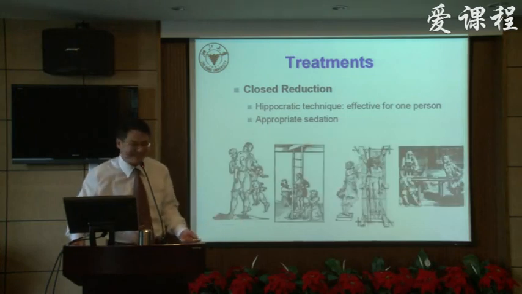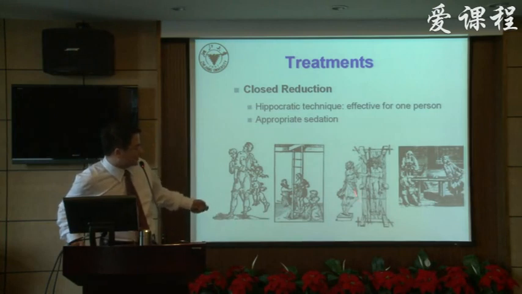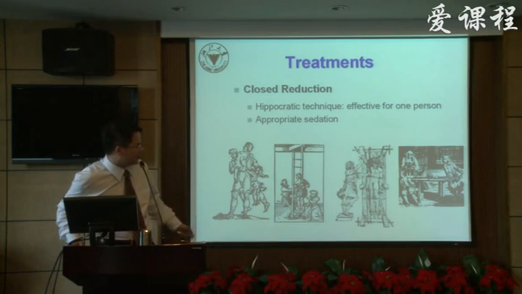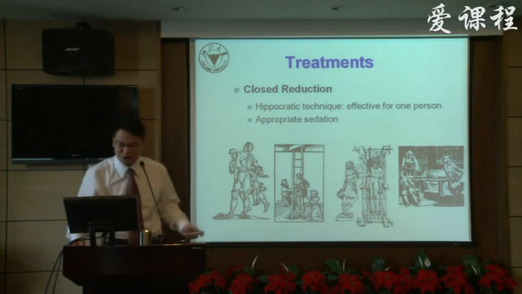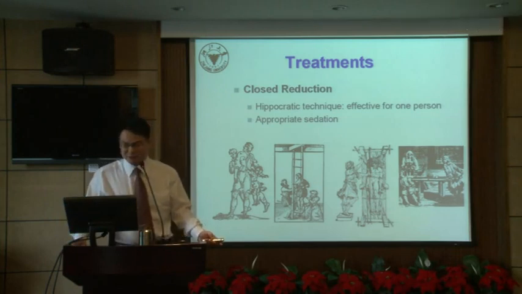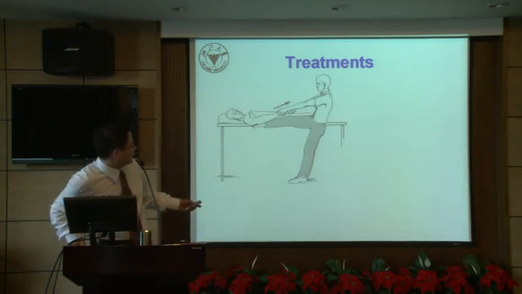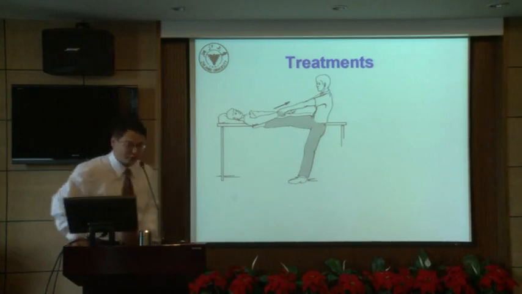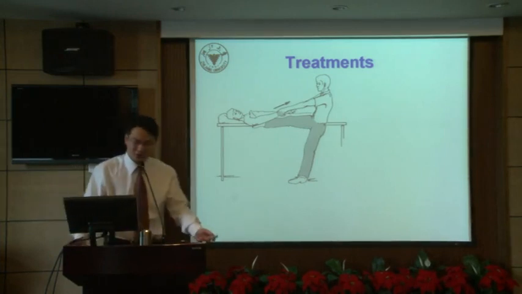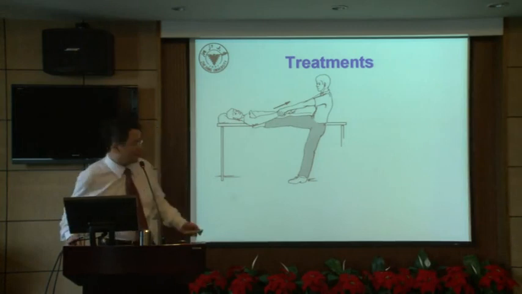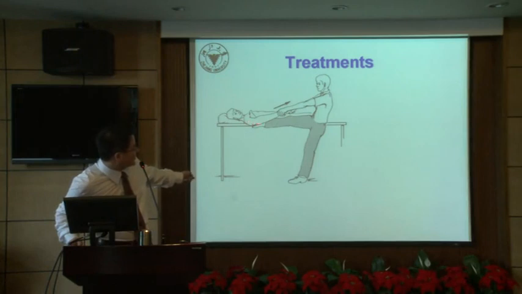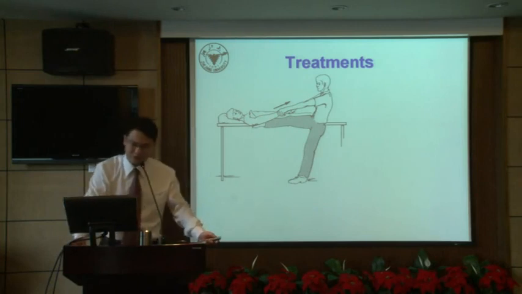Here's some complex equipment to help reduce the dislocation. I guess this is from 200 or 300 years ago, using this tool to help reduce the dislocation. But nowadays, we do not have to use these complicated methods. We have the simple Hippocratic approach, and you can reduce the dislocated shoulder by yourself this way. Step on the axilla of the patient and pull the arm gently, progressively, and usually the patient's shoulder will be reduced.